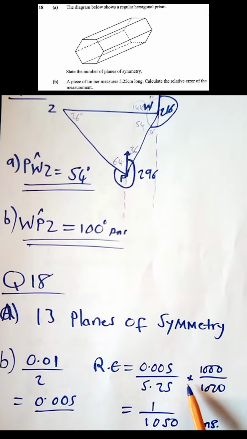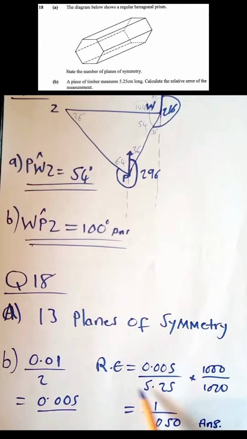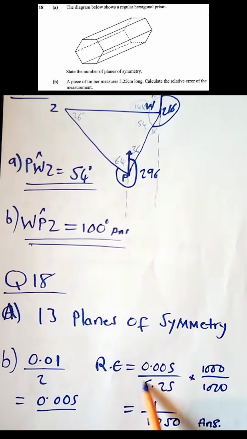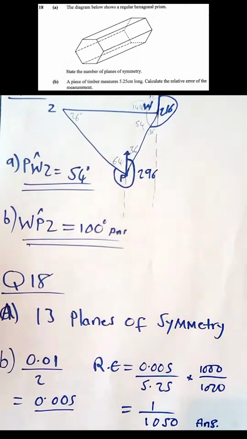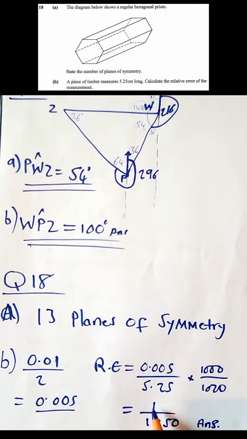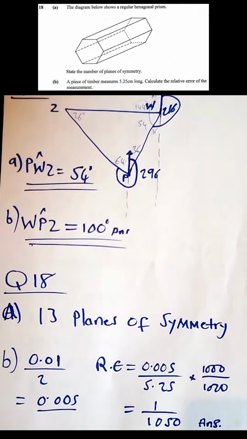Since you can't divide here without a calculator, you make these numbers whole numbers. You multiply by 1000, even down here you multiply by 1000. Then at last you are going to end up with 1 over 1050 as your final answer.